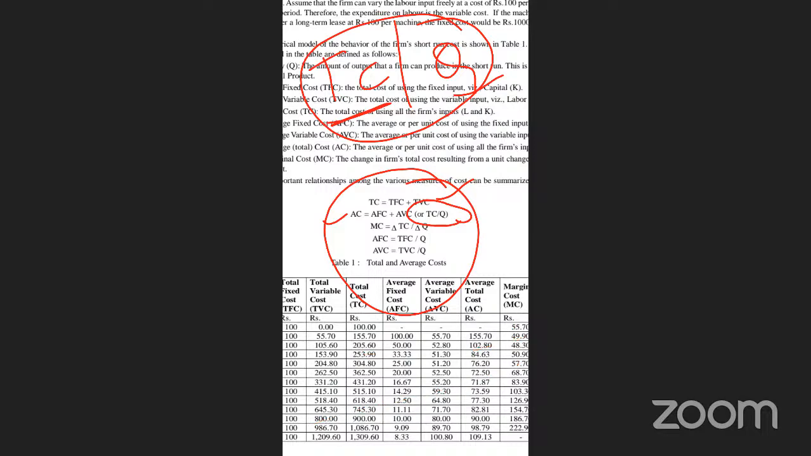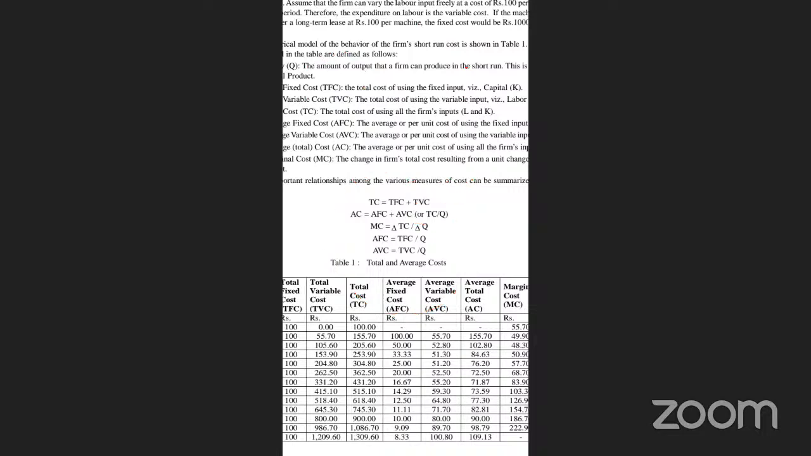Next is MC. What is MC? Small change in the total cost divided by change in the quantity. Whatever change is happening to the total cost, that becomes your MC, that is marginal cost.